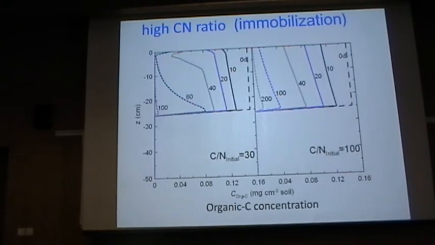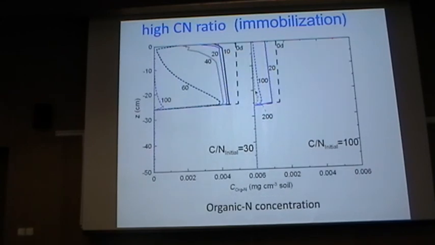This is a case for the high CN ratio, in which immobilization occurs. This is for CN30 and CN100. This is the organic carbon concentration. The situation is more complicated because nitrogen concentration can control the degradation rate. See? Here, this way. And also, it goes to this.